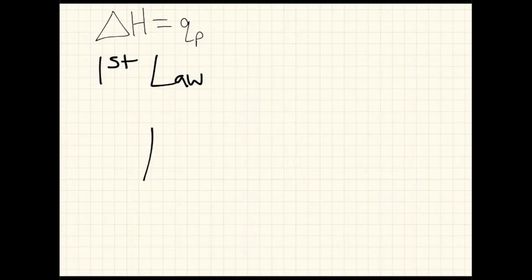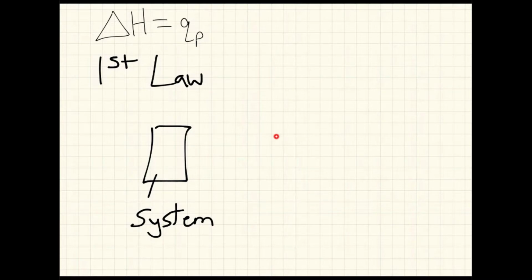So imagine we've got some container, some vessel, and this is our system. Maybe there is a gas inside, maybe there is a solution inside. At this point, it doesn't matter. Everything else on the outside of this system is known as the surroundings.